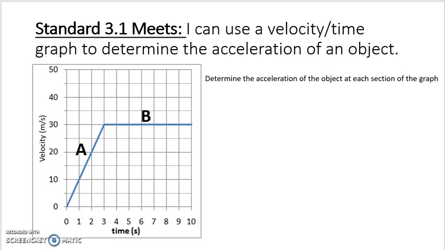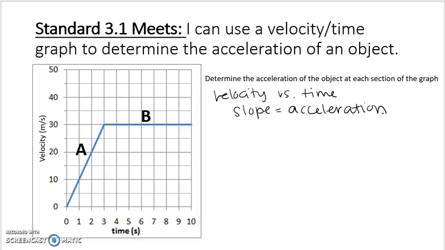Standard 3.1 meets. I can use a velocity time graph to determine the acceleration of an object. For this problem, the most important thing is that we know that on a velocity versus time graph, the slope of the line is equal to the acceleration.